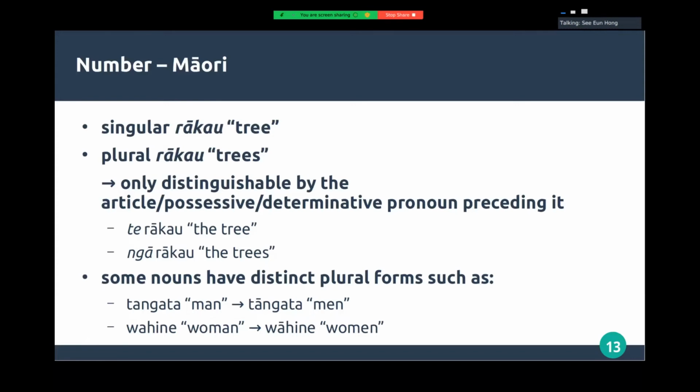But still, some nouns do have distinct plural forms, such as the word man, tangata, becomes tāngata with a long vowel, men. And also the word woman, wahine, becomes wāhine, again with the long vowel, women. Although not shown here, the word for a boy or a child, tamaiti, becomes tamariki in plural.